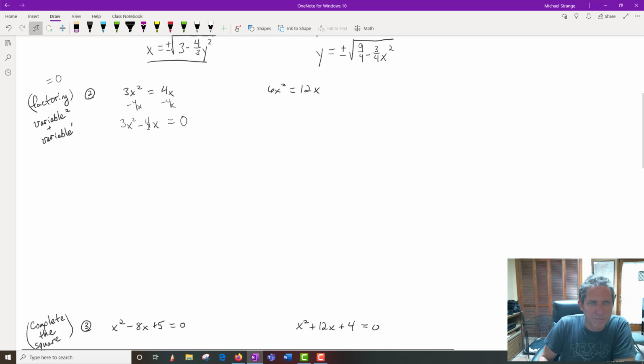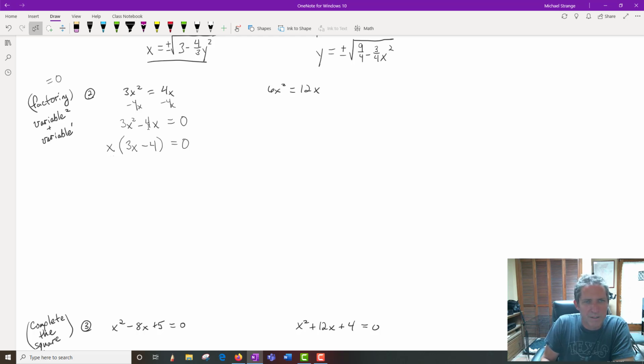So what I'm looking for is things in common. My common factor here is just an x. It's one x. So I'm going to pull out an x, and then leave whatever's inside. So that would be 3, and x times x is x squared, and x times negative 4 is negative 4x equals 0. So what you can see is I just removed an x from each term and pulled it out front.